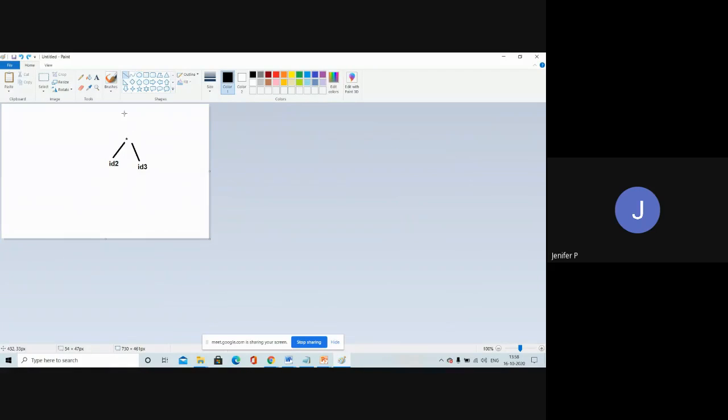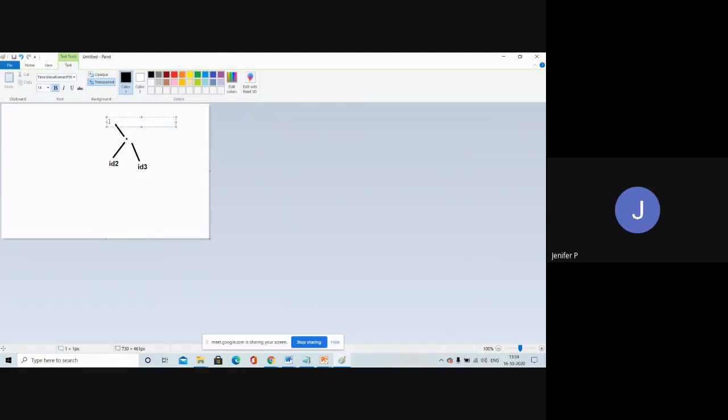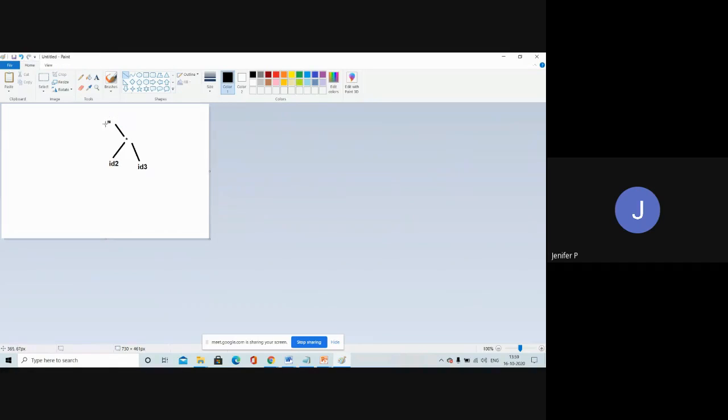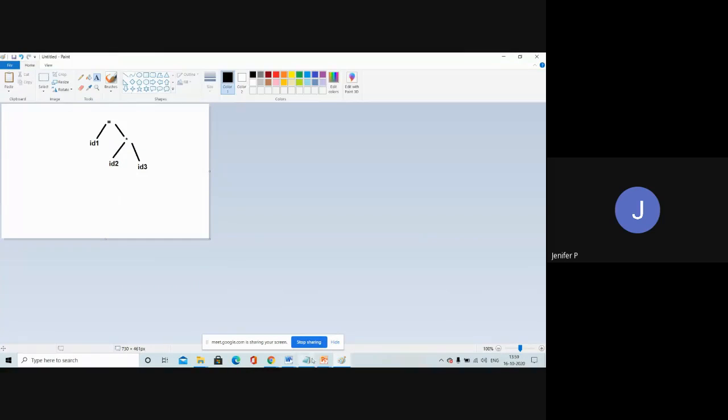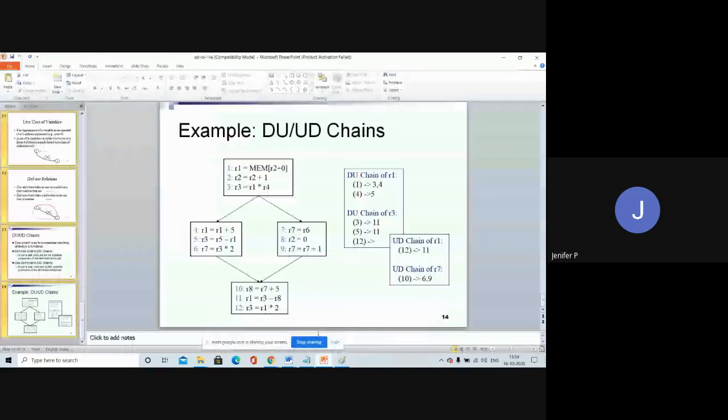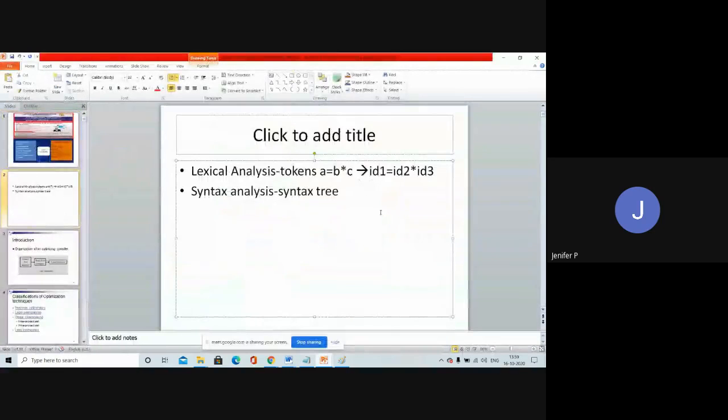So for assignment, what is the right operand? ID2 into ID3 is the right operand. So here you have equal to, then the left child will be ID1. Okay, so this is your hierarchical tree or syntax tree, right? So you already know about it, I think. Next, that syntax tree will be the output of the syntax analyzer.